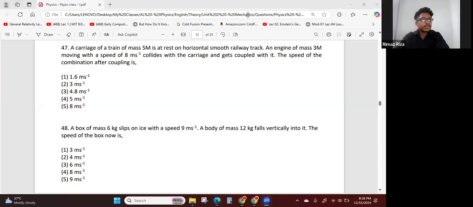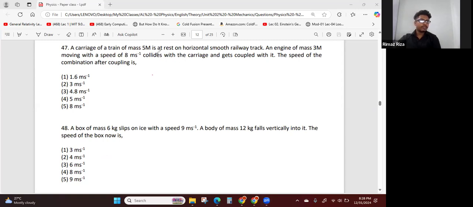So I got different answers here. Okay. A carriage of a train of mass 5m is at rest on a smooth railway track. An engine of mass 3m moving with a speed of 8 meters per second collides with the carriage and gets coupled with it. The speed of the combination after coupling is? So this is an easy one, right? Momentum conservation. Total momentum before the collision equals after the collision.